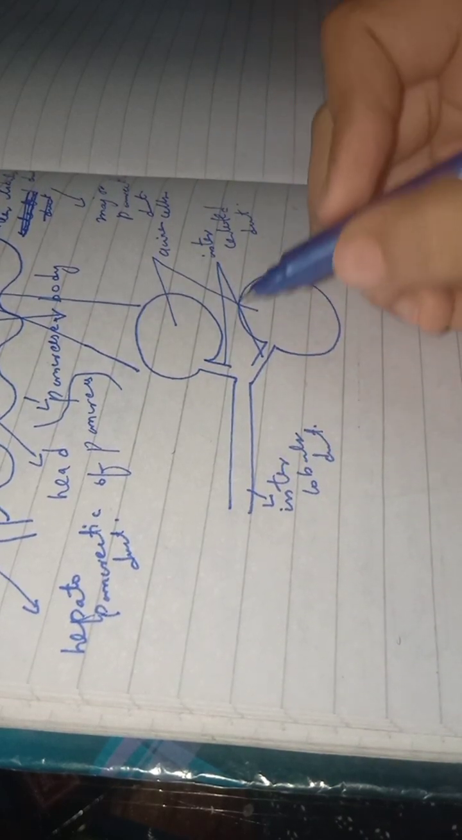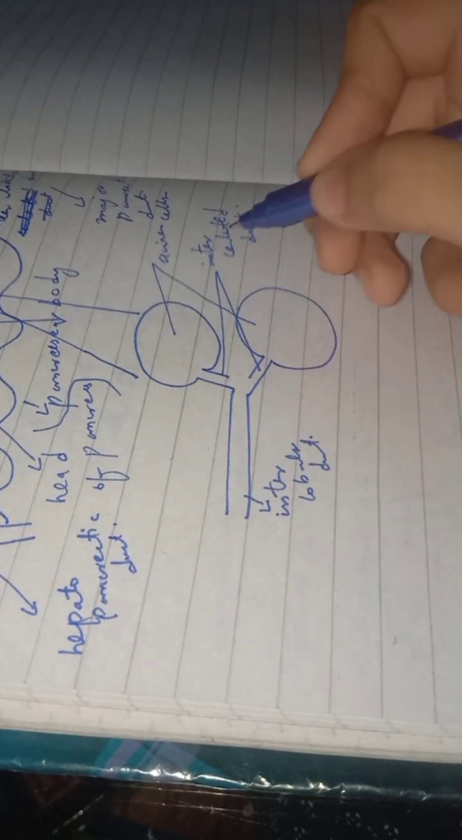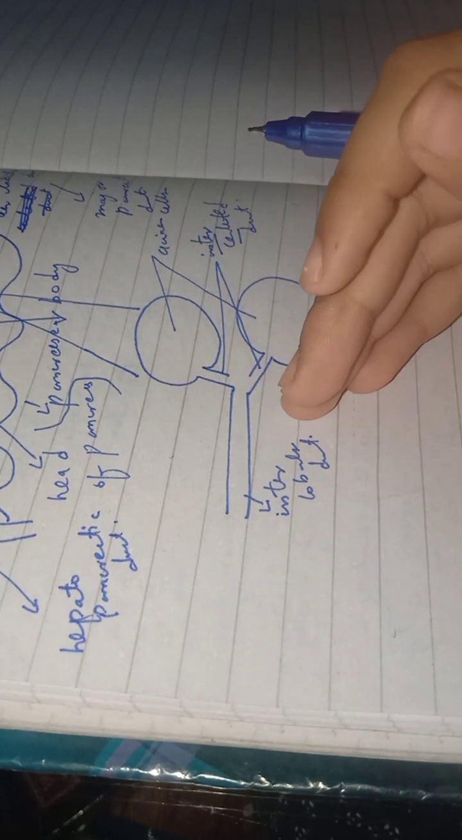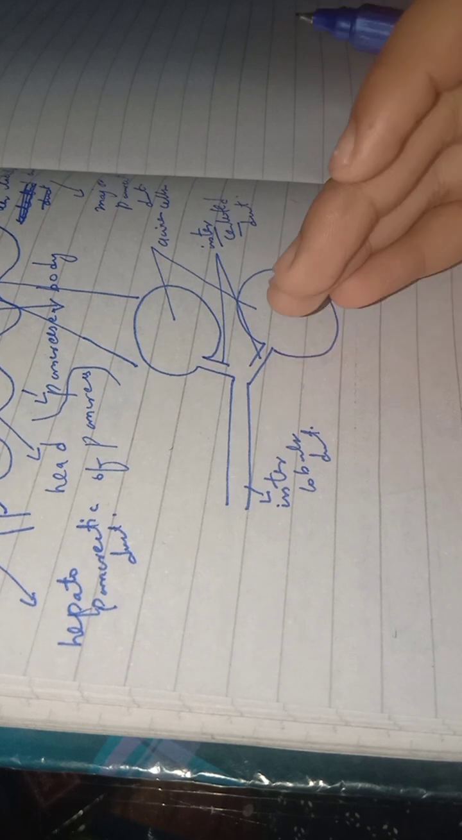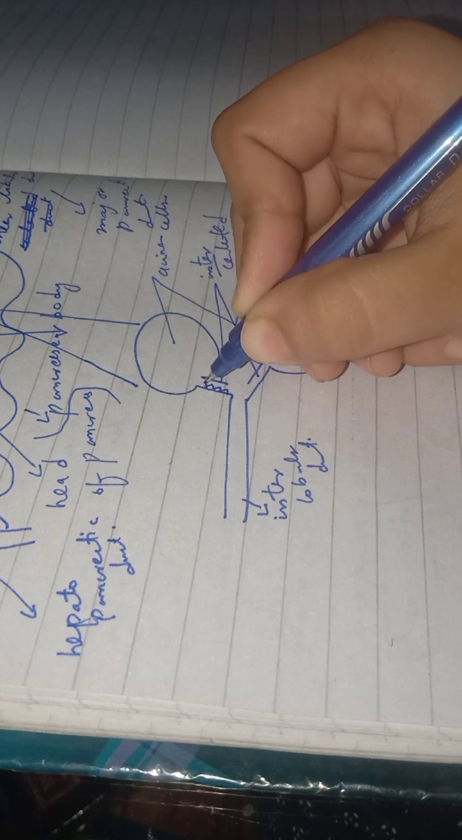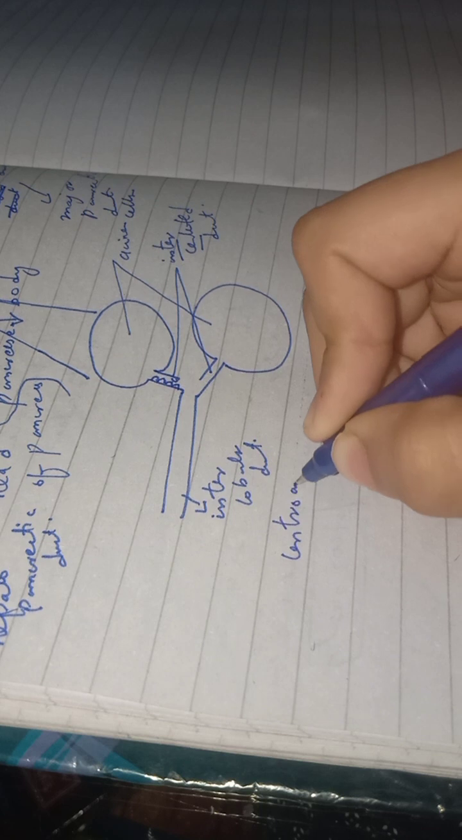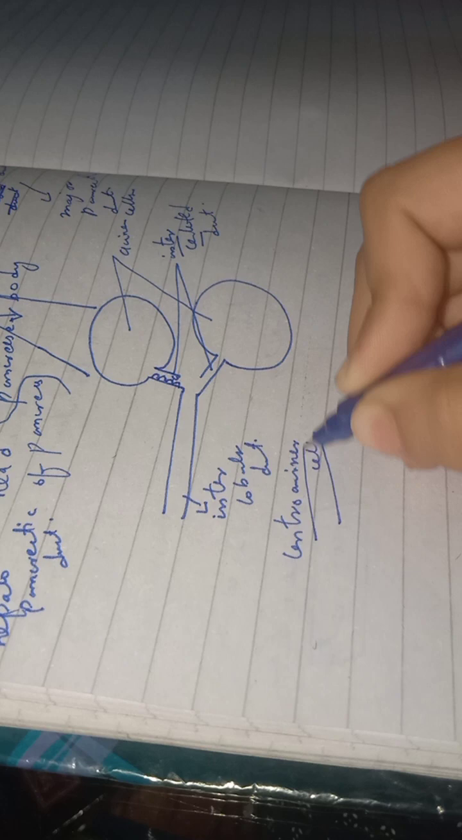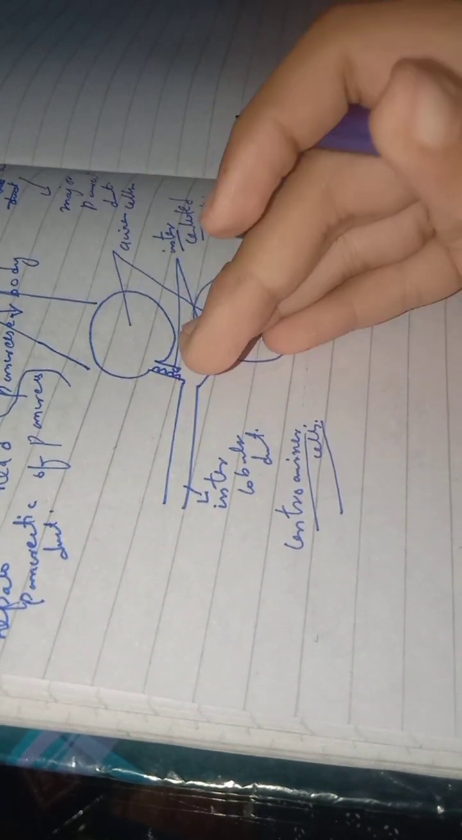You can see here this is the intercalated duct. The major pancreatic duct is divided into the interlobular duct. It is further divided into branches called the intercalated duct. In the intercalated duct, cells are present called the centroacinar cells. These were the acinar cells and these are the centroacinar cells that are present in the intercalated duct.